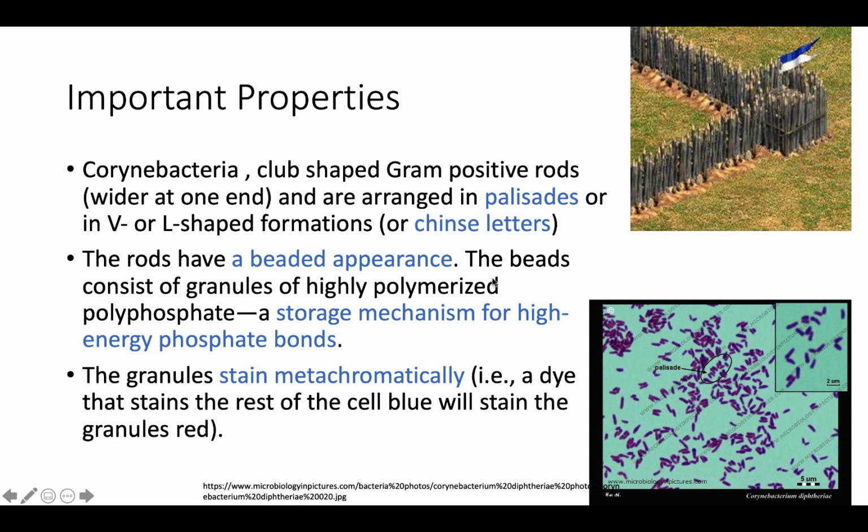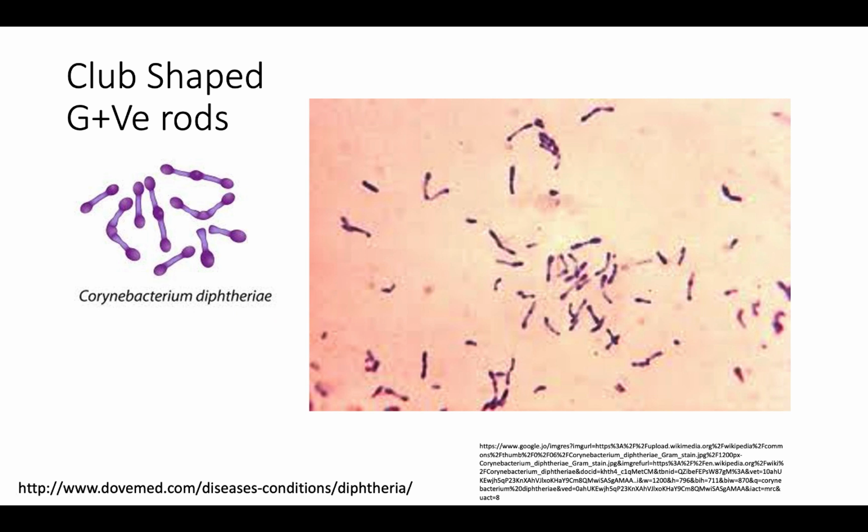This is called a palisade pattern. They have a beaded appearance. Obviously, this is because of their granules that we talked about, which give them the club shape. These are called metachromatic granules. That term can show up in exams, license exams. Club-shaped gram-positive rods, Corynebacterium diphtheriae. This is what it looks like.